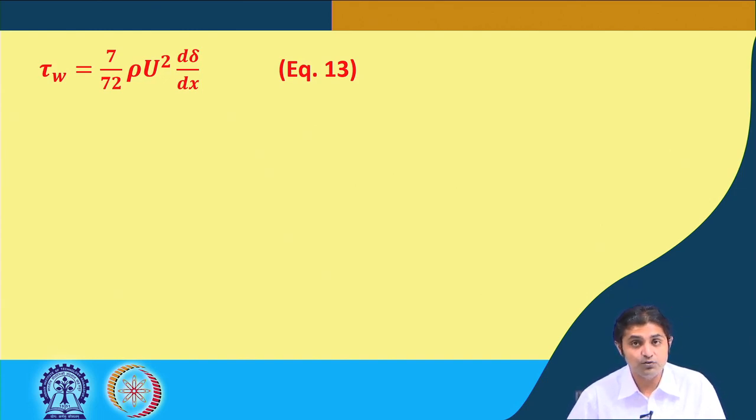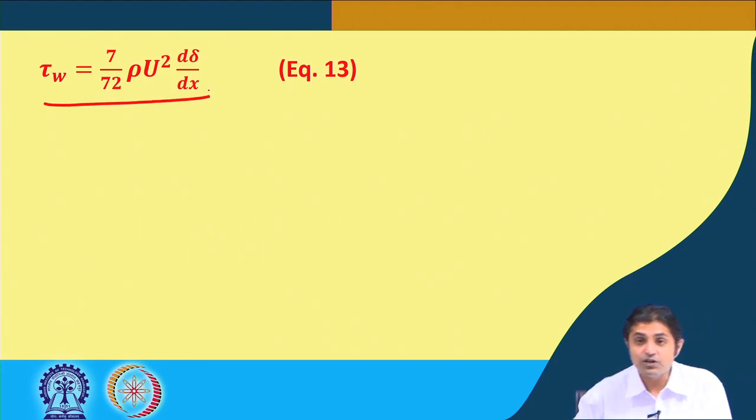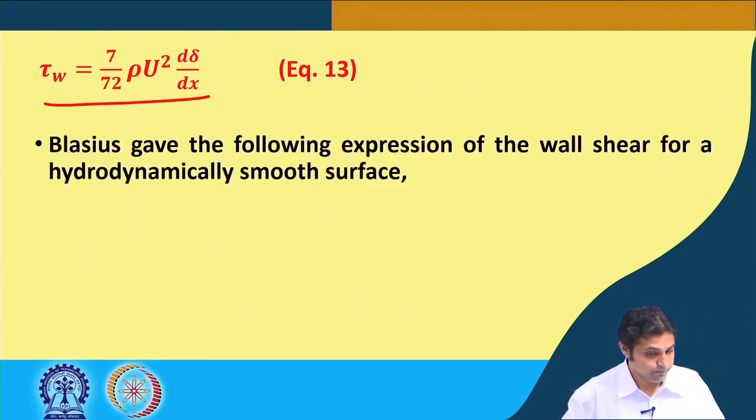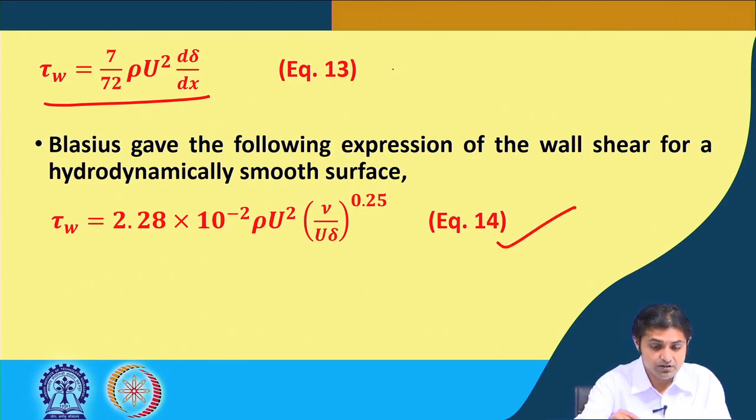Okay, if you follow the same procedure, this equation is more important. Okay. Now Blasius gave the following expression for wall shear for a hydrodynamically smooth surface. He said that tau w is equal to 2.28 into 10 to the power minus 2 rho U square into (nu by U delta) raised to the power 0.25. This is another equation. Okay.